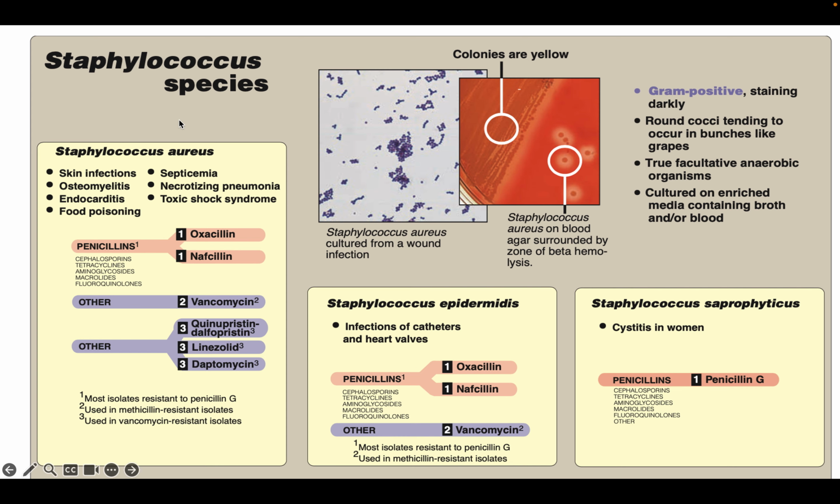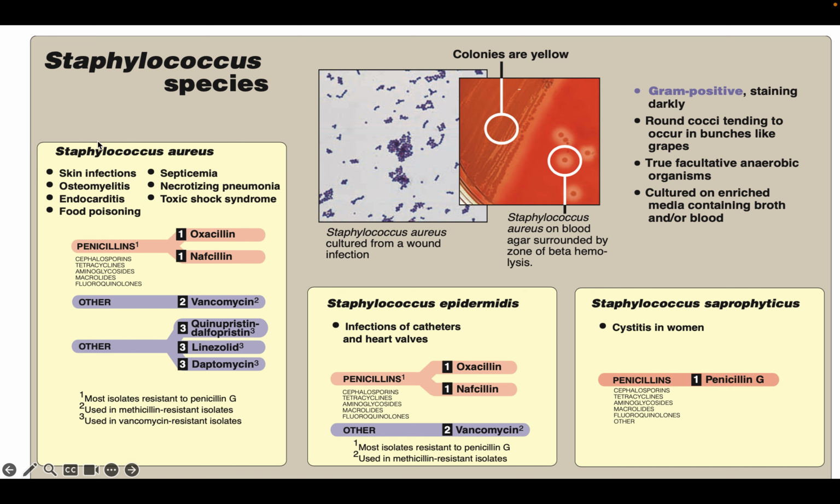So we have Staphylococcus aureus, epidermidis, and saprophyticus. The saprophyticus is the major cause of cystitis in women. How do I deal with it? It's penicillin, simply penicillin G. Staphylococcus epidermidis, we know, causes infection of catheters and heart valves. The main management of it is oxacillin, nafcillin. If it is resistant, we can use vancomycin, but they are mostly resistant to penicillin G. We cannot use penicillin G here.